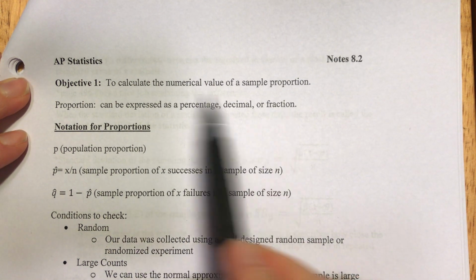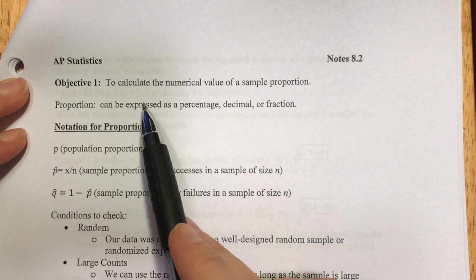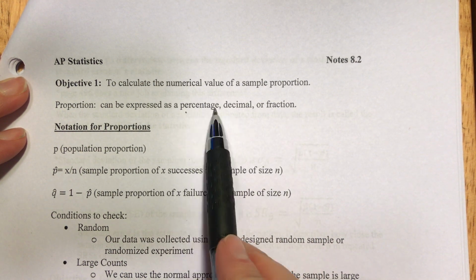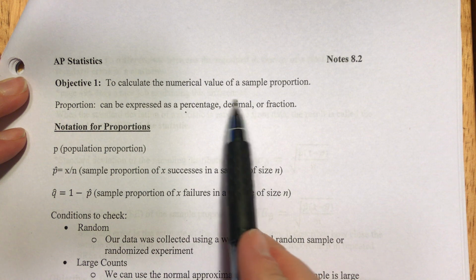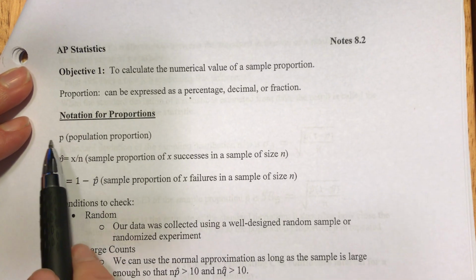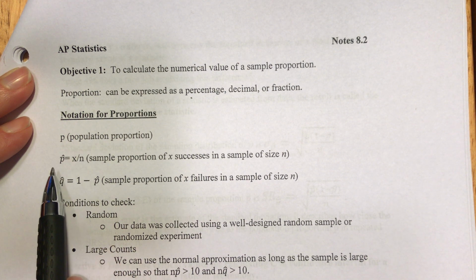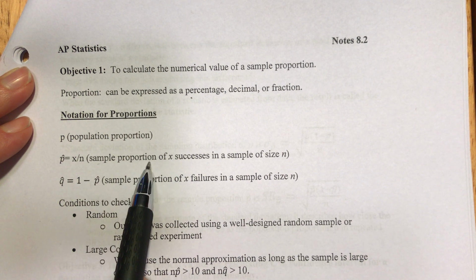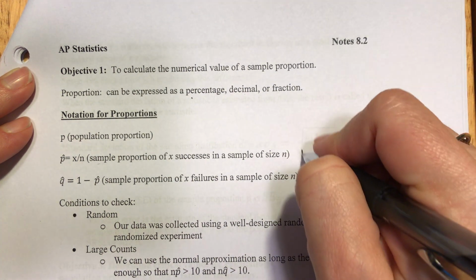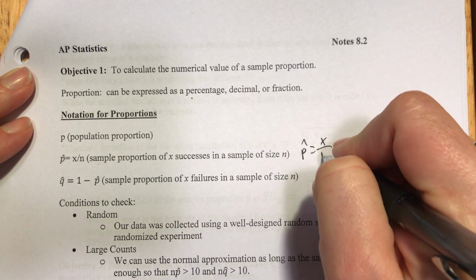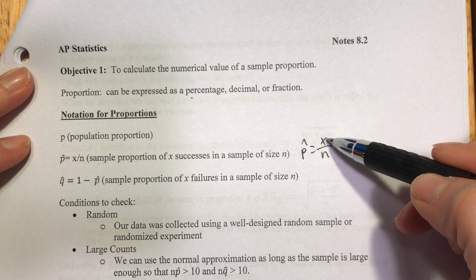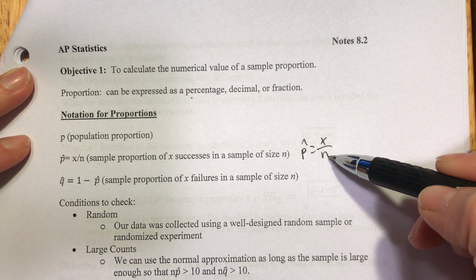All right, so we know that proportions can be expressed as a percentage, a decimal, or a fraction. We really don't usually write our answers as percentages. We usually write them as decimals. Our notation we know. P is our population proportion. P hat is our sample proportion, where it's x over n. So if you want to write it as p hat equals x over n, visually it's a little easier for you to use. X is our number of successes, and n is our sample size.